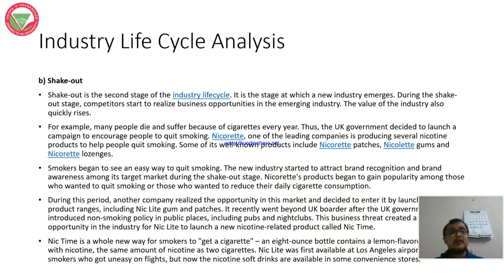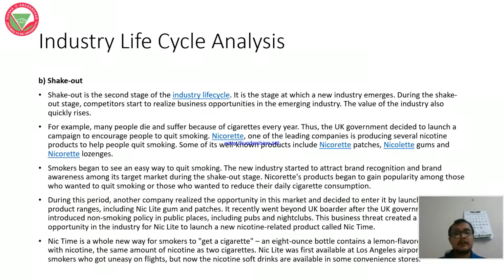You are shaking the market, you are building a market, and you are shaking it in order to go ahead. In order to shake it, many of the weak links, many of the non-performing companies may go out of the market. Another example. Many people die and suffer because of cigarettes everywhere, as we know. Thus, the UK government decided to launch a campaign to encourage people to quit smoking. So, in order to save their people from smoking-related deaths, the UK government launched a campaign to encourage people to quit smoking.